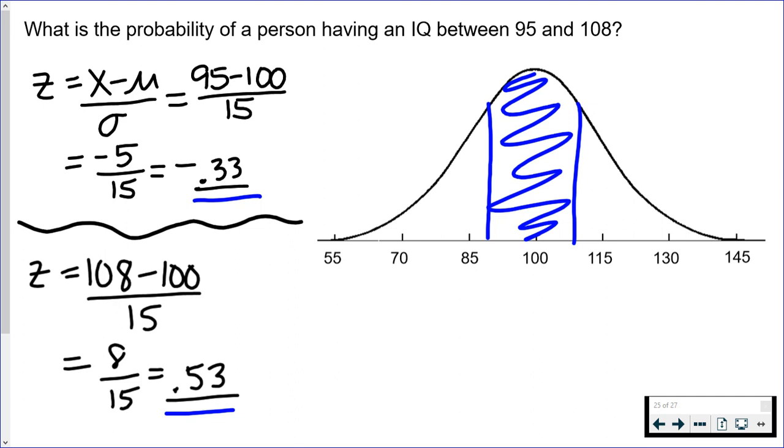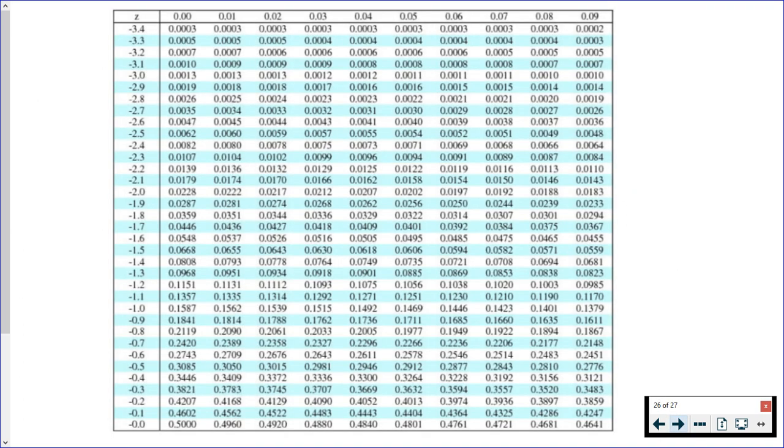First, we're going to use our z-table again. I'm going to start with negative 0.33. I have a negative z-score, so I'm going to use the negative side of the z-table. You look along the left column, and the tenths place was 3, so I'm going to find negative 0.3. And then along the top, my hundredths place was also 3. So you go ahead and find where they intersect. And that would be 0.3707.